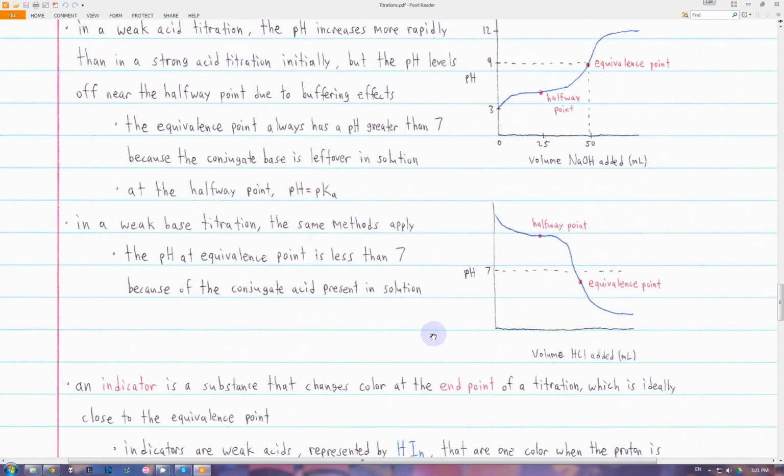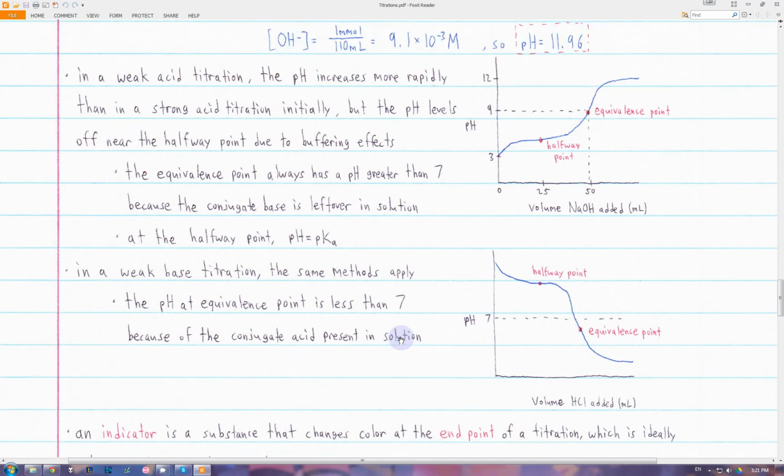And for a weak base being titrated with a strong acid, the method for solving the problems is basically the same. The pH curve looks something like this. The halfway point is still the same: the pH will equal the pKa of the conjugate acid of the weak base, and the equivalence point will be less than 7, because when all the weak base is reacted with the H+, the conjugate acid of the weak base will remain in solution to produce an acidic solution.